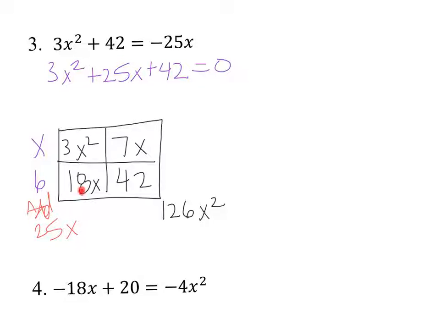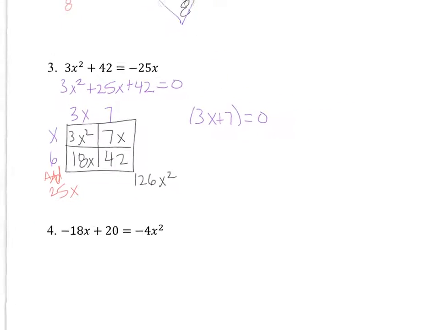Then I look, what can I pull out of these two? They both have a 3 and an x in common. And then finally, what do these two have in common? They both have a 7 in common. So I have two different factors: 3x plus 7 equals 0, and then I also have x plus 6 equals 0.